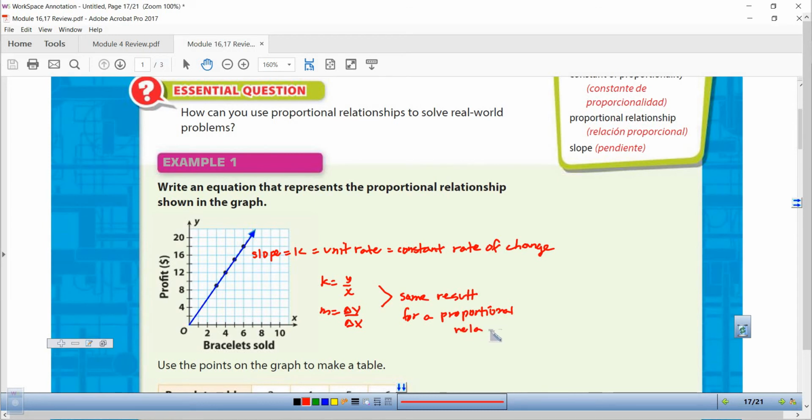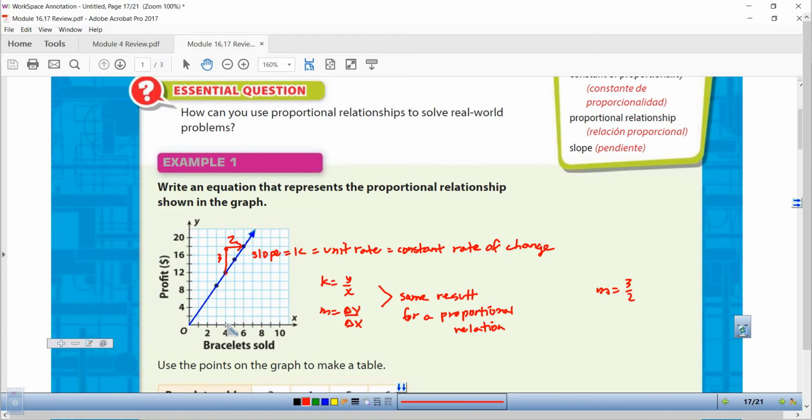So again, very soon, in just a few minutes, we're going to be talking about non-proportional linear relationships, and then slope means something different, but in a proportional relationship, they are the same, right? So if I were to look here at this line and I wanted to find the slope of this line, say if I went from that point to that point, it goes up. How much does it go up? 1, 2, 3, and over 2. So the slope of this line would be 3 over 2.